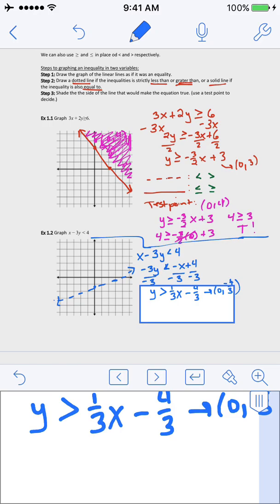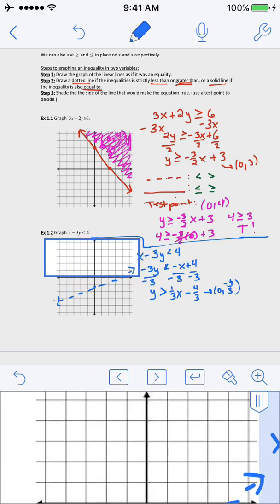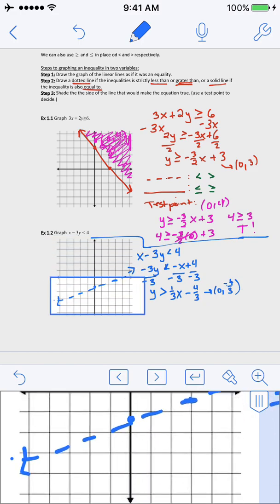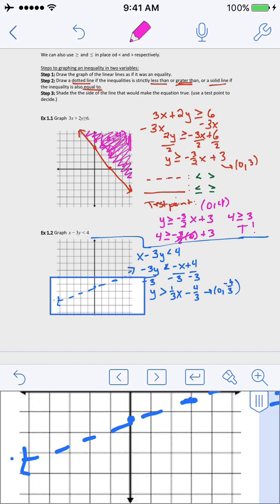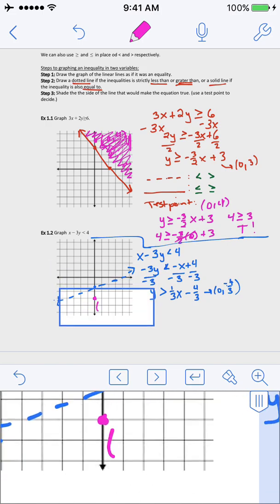I have to pick a side to shade. That would be the last thing. I can kind of tell that since this is greater than, it's probably going to be up here. But just to prove it to you, just so I show you what I mean by something that doesn't make sense, I'm going to pick a side that I think is not the right side. So I'm going to pick a test point on the side I think is not correct. So I'm going to pick this point right here, this pink guy, which would be negative 1, 2, 3, so 0, comma, negative 3.